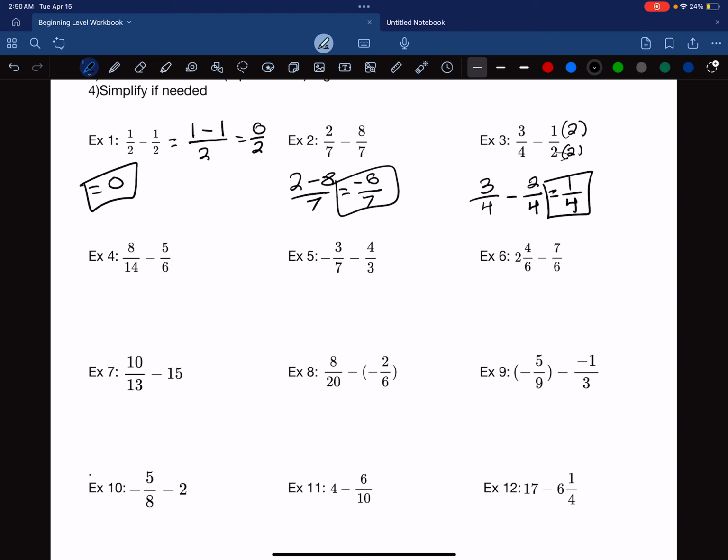Looking at example 4, we have 8 over 14 minus 5/6. Here, we are going to have to find a common denominator. I would multiply 14 by 3 in this case, and multiply 6 by 7. Now you may be asking, why am I doing that? Why don't I just multiply 6 by 14? And why don't I just multiply 14 by 7?